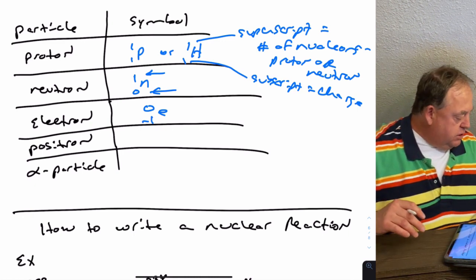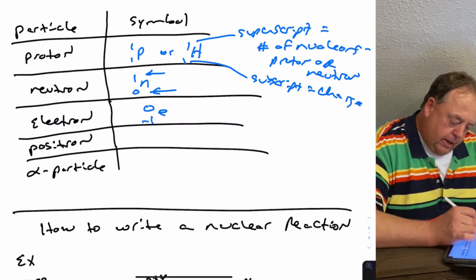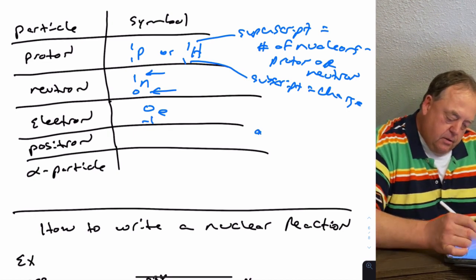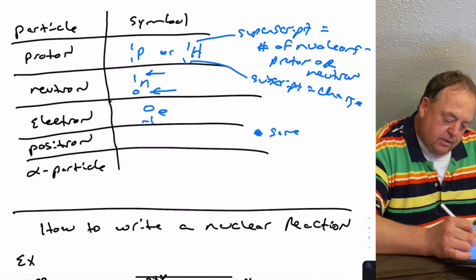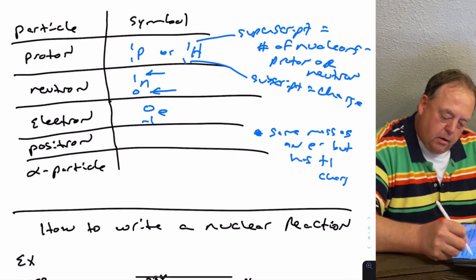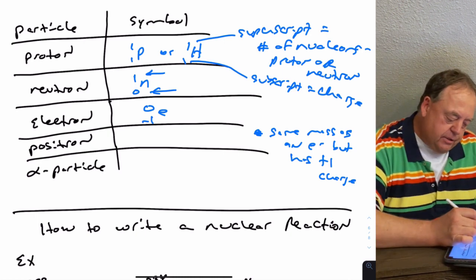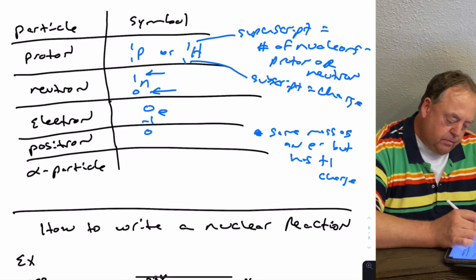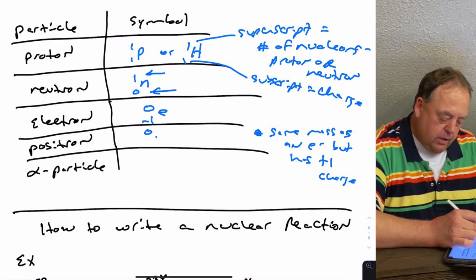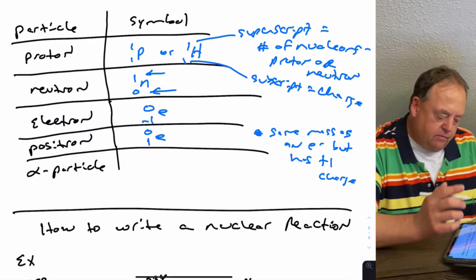Okay, or you could have what's known as a positron ejected from the nucleus of an atom. So a positron is basically the same mass as an electron, but has +1 charge. So it's kind of the opposite, or an anti-electron, opposite of an electron. So 0 superscript, no neutrons or protons. Symbol is E, but the subscript is +1 because it's positively charged.